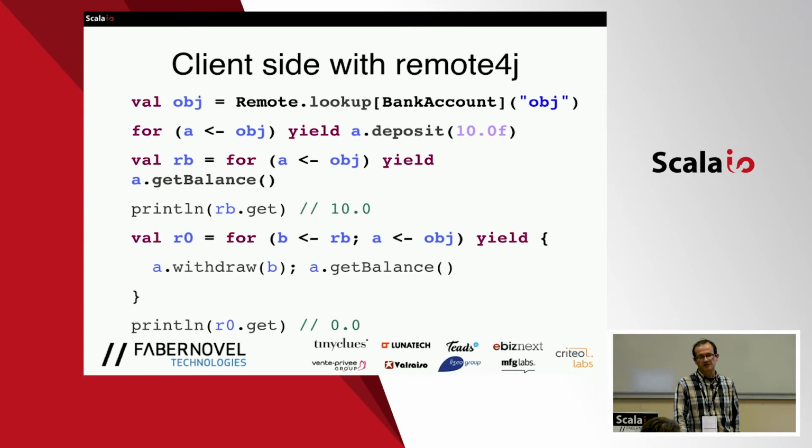So at this point, you can have the value travel the network if you call the get method, which will cause the value to be serialized. Here, our value is a float, so it's serializable, but this may not always be the case.